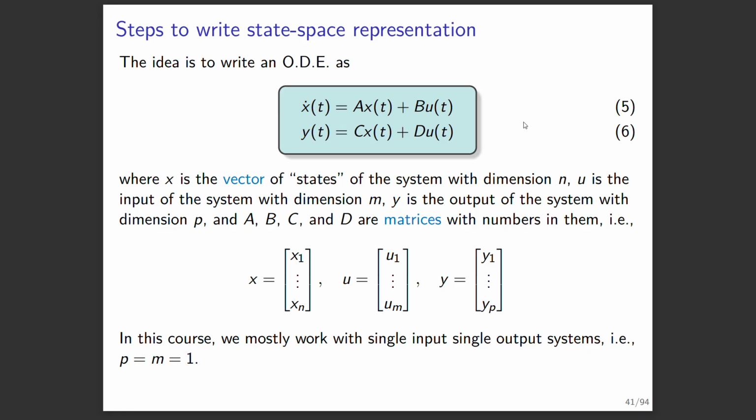This slide is describing the general idea behind state space representation. That's why U and Y have multiple elements in a vector. But for our course, for automatic controls, we have most of the time only one input and one output, which means that the dimension of Y and U would be 1.